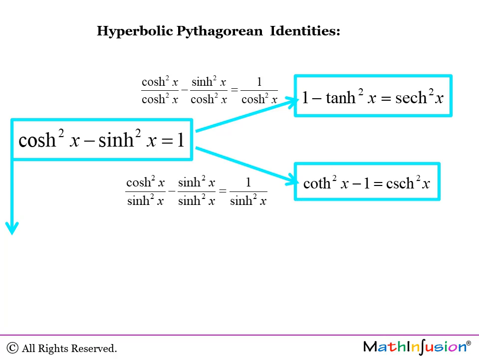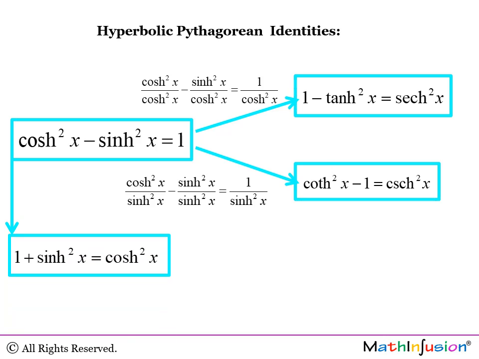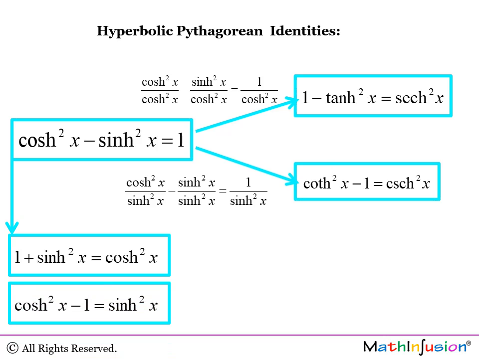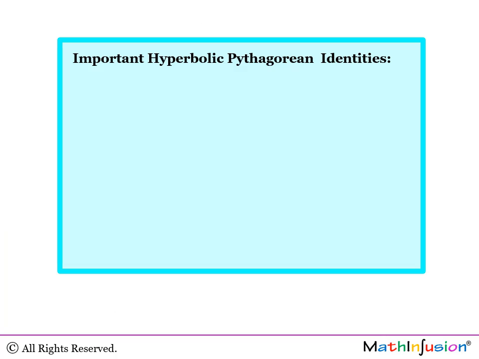From the main Pythagorean identity of cosine hyperbolic squared x minus sine hyperbolic squared x equals 1, we are getting two very useful Pythagorean identities. The first one is 1 plus sine hyperbolic squared x equals cosine hyperbolic squared x. And we also get cosine hyperbolic squared x minus 1 equals sine hyperbolic squared x. Here are all the important hyperbolic Pythagorean identities.